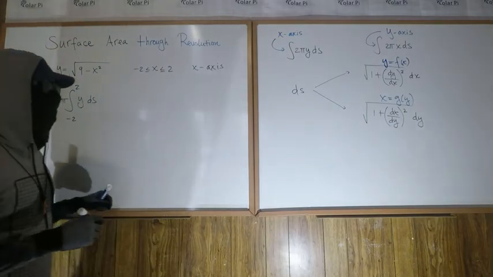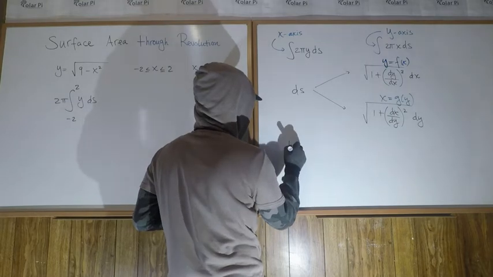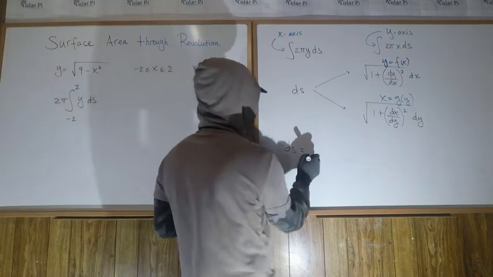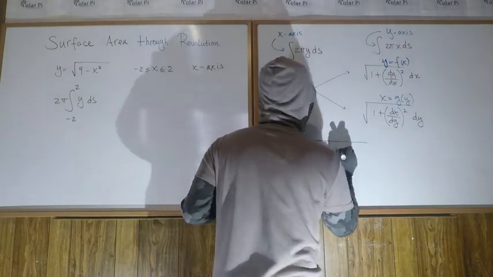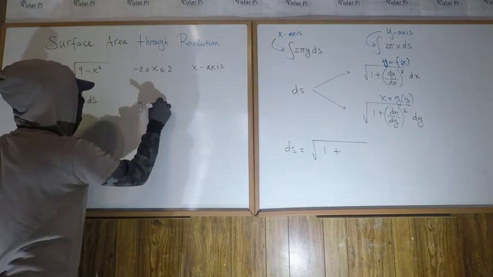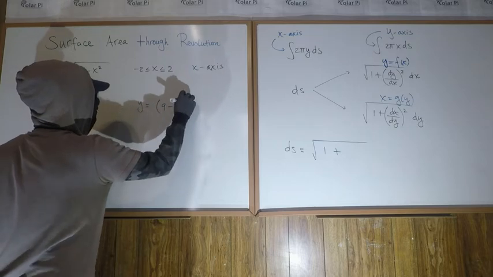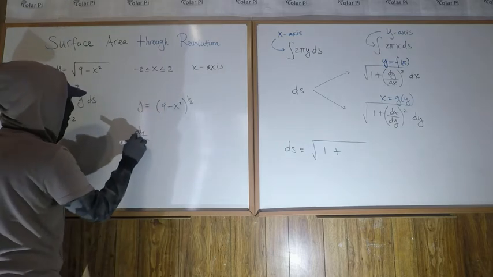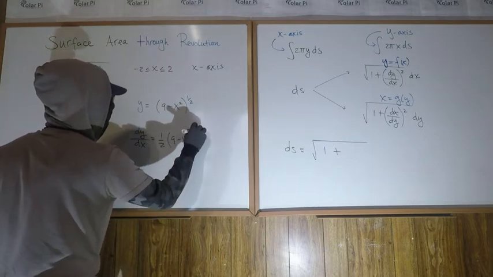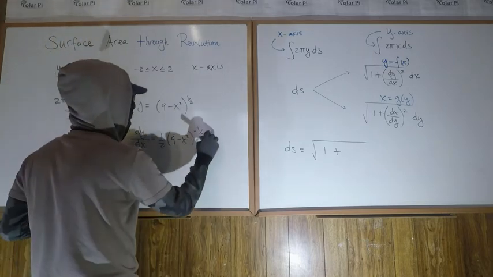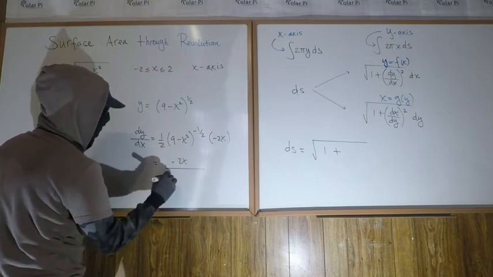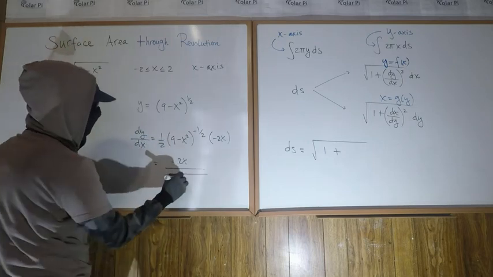As I said, we need to occupy ourselves most of the time on just figuring out what ds is. ds is the square root of 1 plus (dy/dx) squared. So if y is this, notice that y could be rewritten as (9 minus x squared) to the positive 1/2. Then dy/dx is going to be 1/2 times (9 minus x squared) to the negative 1/2, and by chain rule times negative 2x. So this simplifies to negative 2x over 2 times the square root of 9 minus x squared.